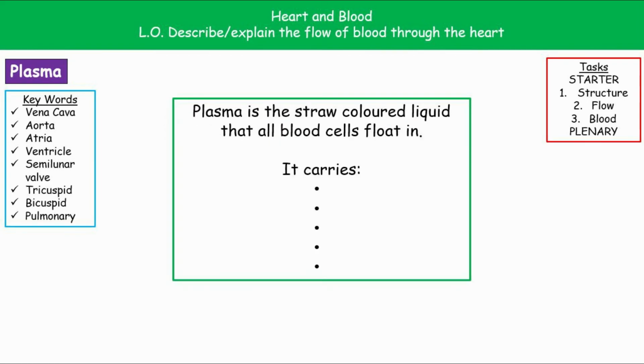Our fourth and final component then is the plasma. Now plasma itself is a straw coloured liquid, so kind of a yellowy coloured liquid there, that all of those blood cells float in. But it also acts as a transport medium for carrying certain other things around the body. So see if you can write down that first sentence and then fill out those bullet points as to what the plasma is also carrying.